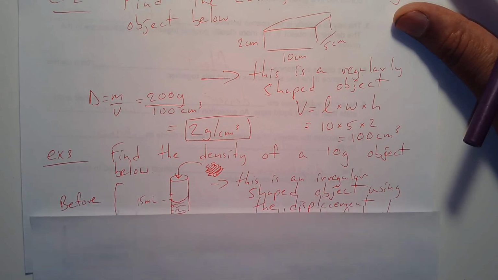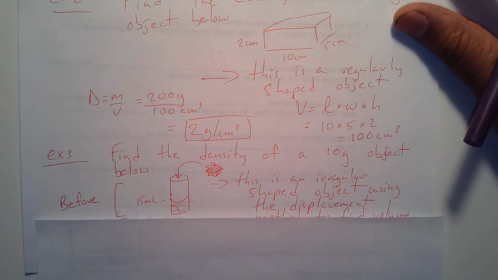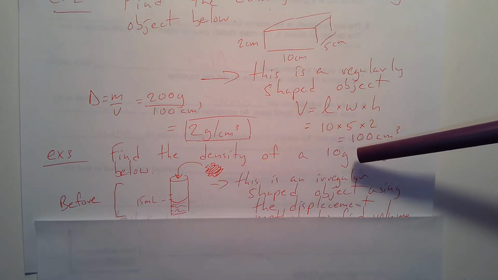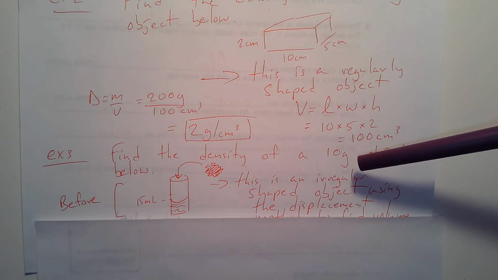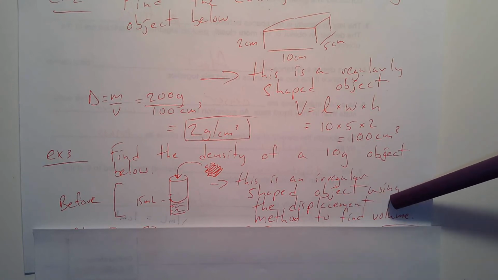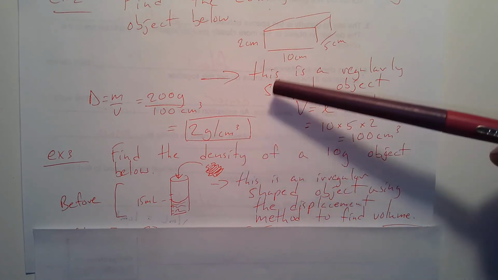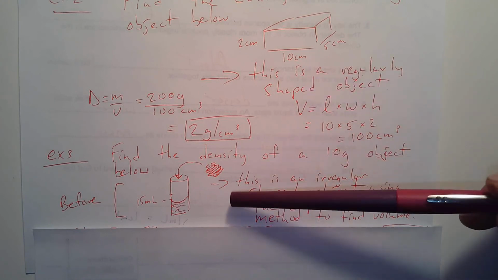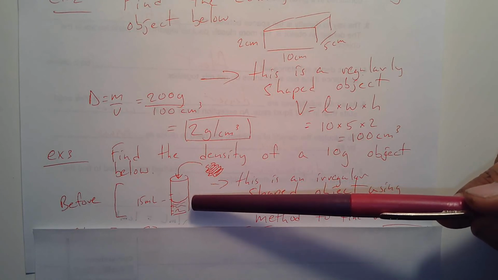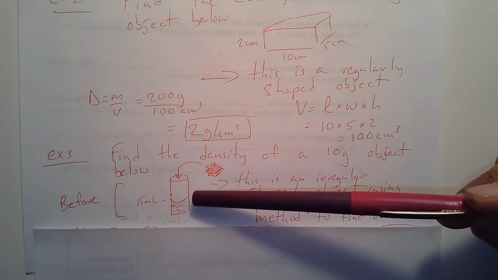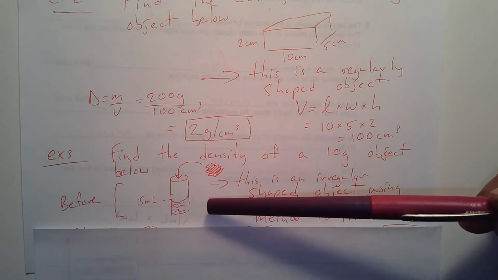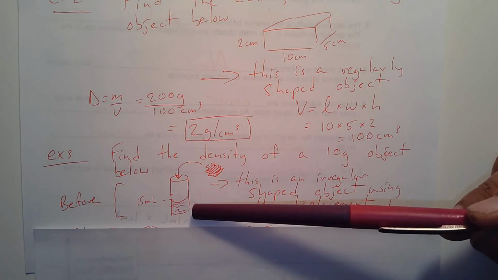Here, this would be an irregularly shaped object. It's got a mass of 10 grams. What we're going to use here is called the displacement method to find the volume. I can't use a ruler and measure dimensions as we did over here. So what we do is we have a container of water, and it doesn't really matter what the original volume is, so long as when we put this object in, it can completely submerge.